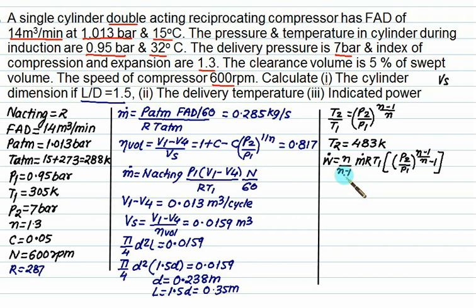Finally, indicated power is given by N upon N minus 1 times m dot RT1 into P2 by P1 to the power N minus 1 by N, minus 1. So by this time you are familiar with this formula. We know m dot, we know R, that is 287, temperature T1 you have to put as 305, P2 equals 7 bar and P1. From this we can get the value of theoretical power, that equals IP. So that will come out to be 63.29. You can check it.